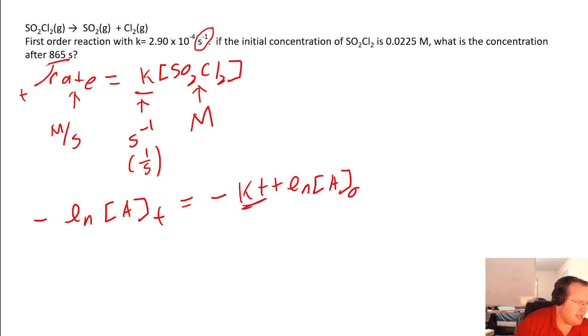This is supposed to be kt, and this is supposed to be a plus. Sorry about my t's and pluses looking about the same. I typed test for a reason. So now let's plug in, so we're trying to find concentration for 865 seconds. That's this thing here, the At.